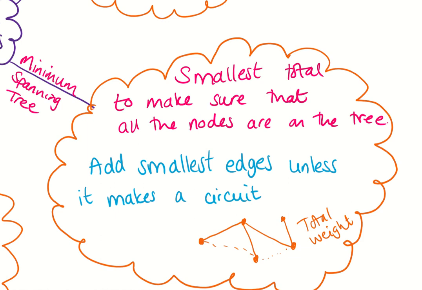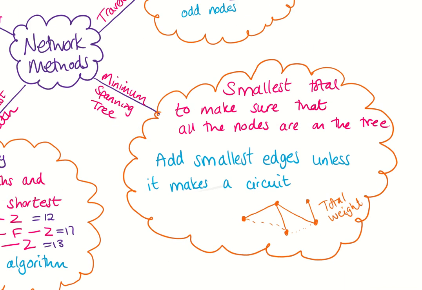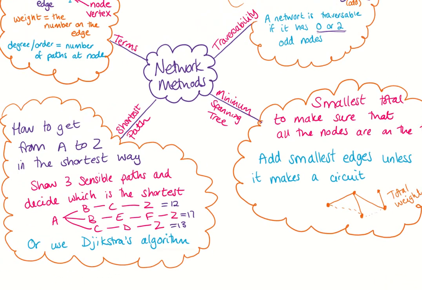Occasionally you might get situations where you actually want a maximum spanning tree. So you just do that whole thing in reverse. Instead of looking for the smallest edge and adding them, you would look for the largest edge and add them until you've got everything connected with no circuits.